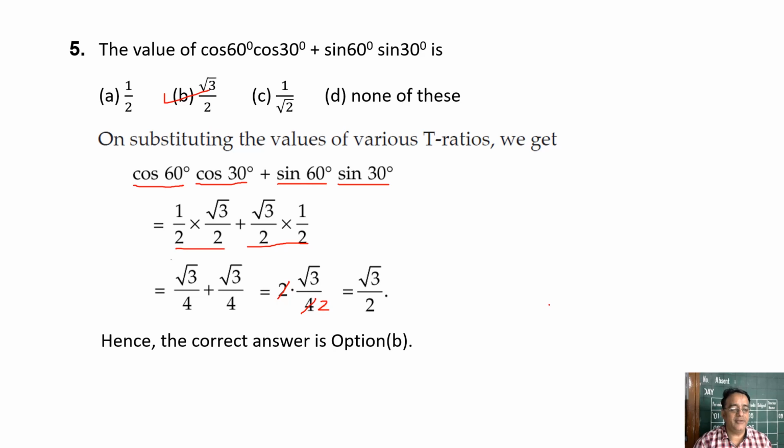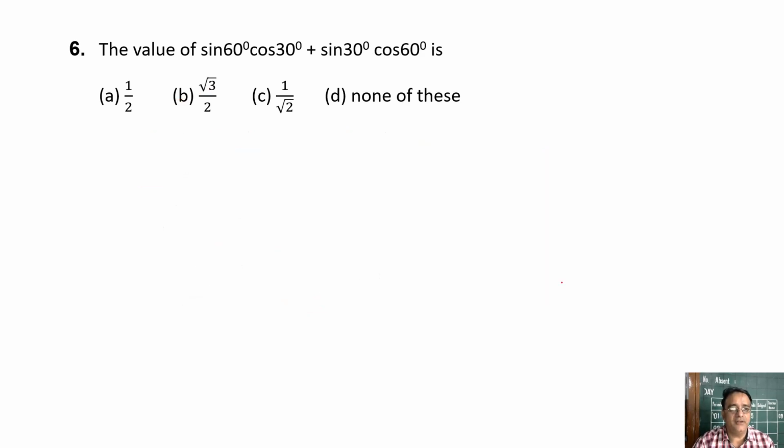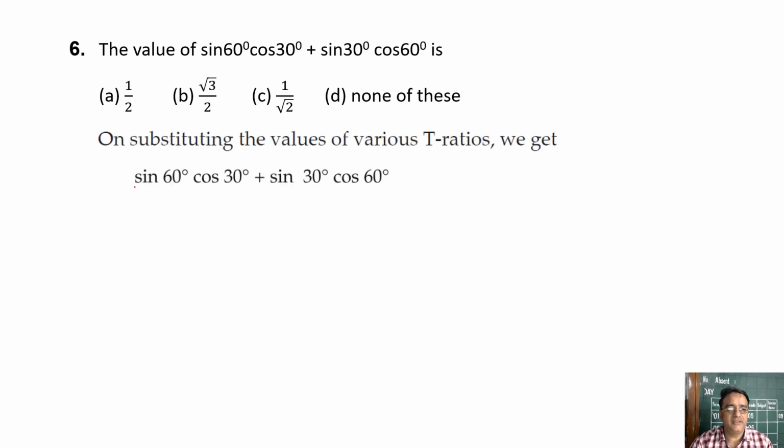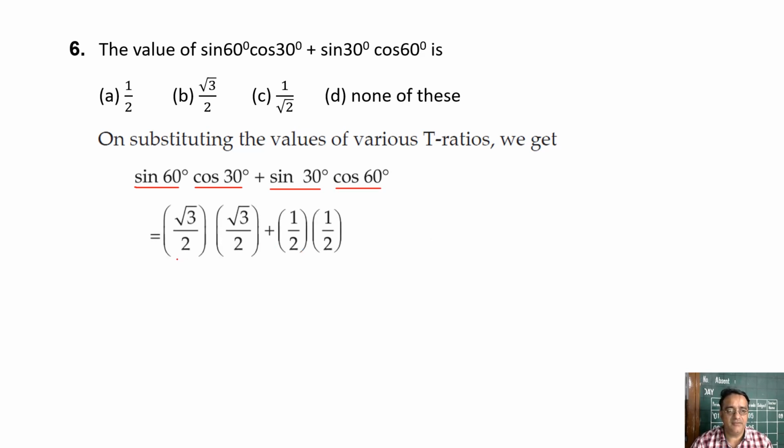So now we are moving toward question number 6. The value of sin 60 degree cos 30 degree plus sin 30 degree cos 60 degree is. So here also we are going to substitute all the values of trigonometric ratios. So first sin 60 root 3 by 2, cos 30 root 3 by 2, sin 30 1 by 2, cos 60 1 by 2. So after substituting, we'll get this step. So this will become 3 by 4 and this will become 1 by 4.